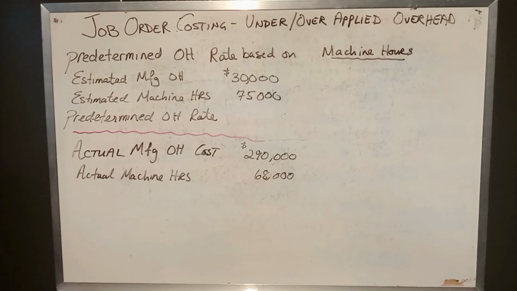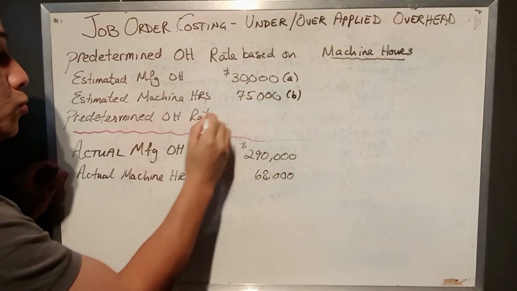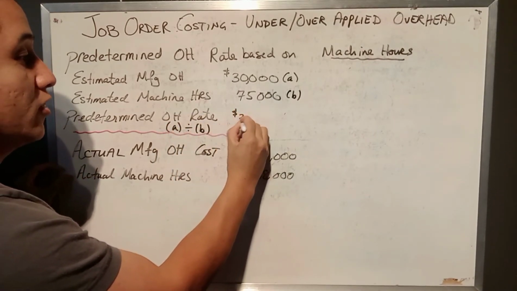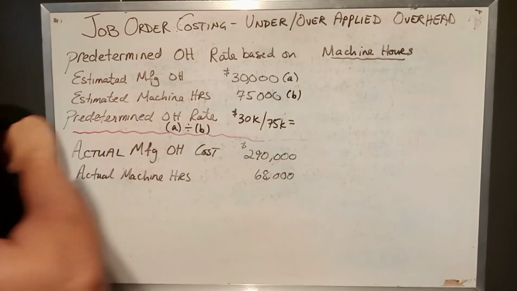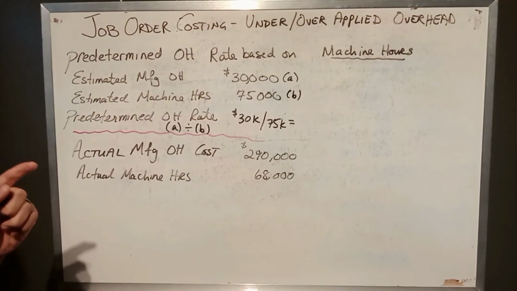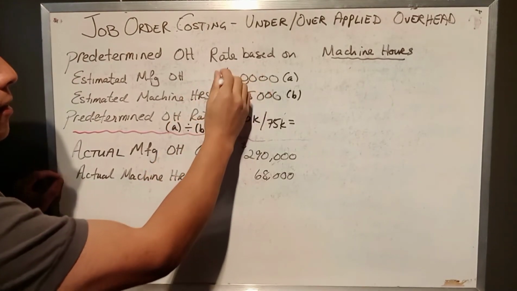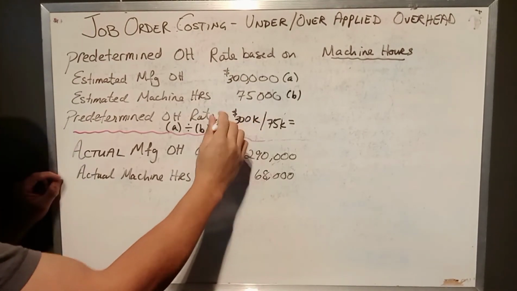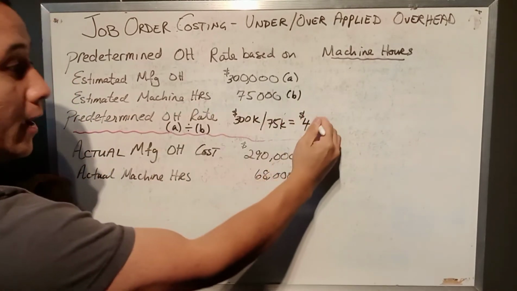75,000 hours. Now, the predetermined overhead rate, based upon the estimate, if we say that this is A and this is B, will be A divided by B. So in this case, it will be 300,000 divided by 75,000 hours, which is going to be $4 per hour.